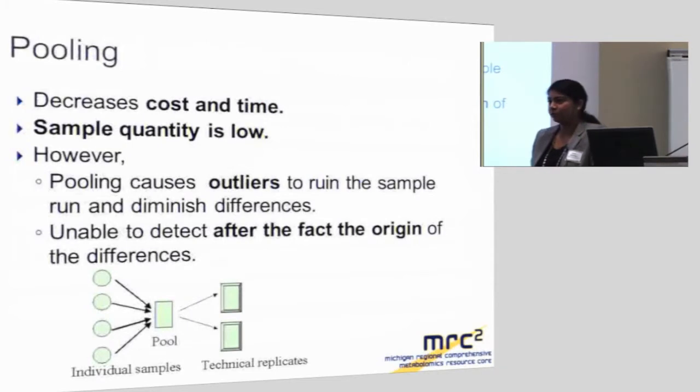People also question me about pooling, especially when the sample quantity is very low. You want to have as many technical and biological replicates as possible. Pooling is possible, and it decreases cost and time, but obviously when you pool, you don't know what your outliers are, what are going to drag your differences. You're also unable to detect after the fact which sample did what to your difference.